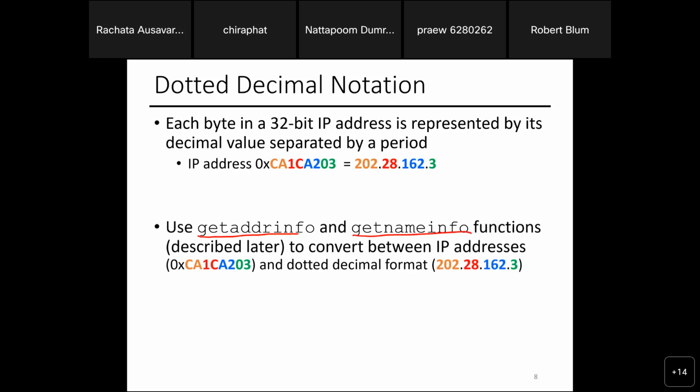Again, an IP address is a 4-byte integer. Dot decimal notation is what you are familiar with as an IP address. Okay, but the computer thinks of the IP address as 0xCA1C8203.